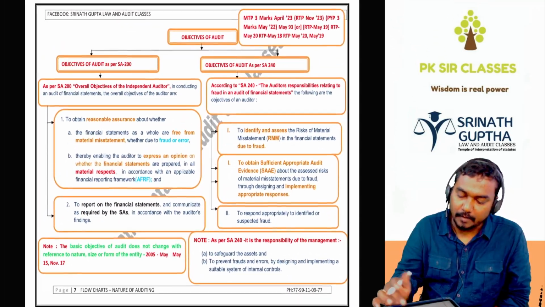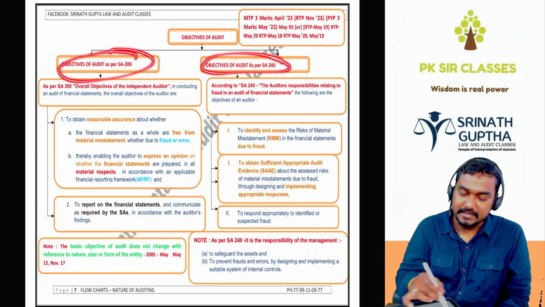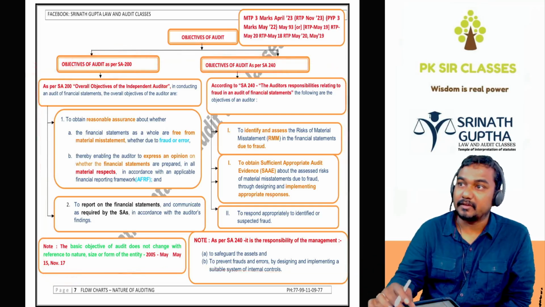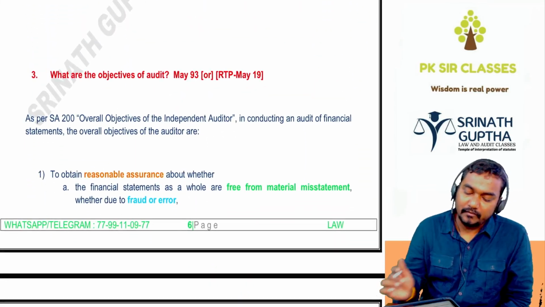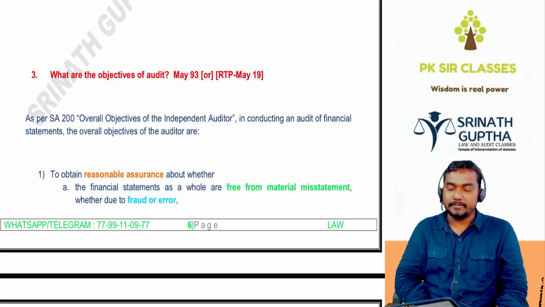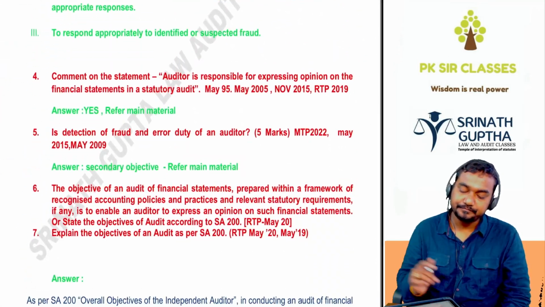ये देखो बेटा, objectives of the auditing as per SA 200 and as per SA 240. So we discussed in depth about this. Clear na beta? ये पूरा लिख लेना बेटा. The wording is very important, not that much easy unless you revise more number of times. So what are the objectives of the auditing, 93 and 2019? That question, beta. So we should write as per SA 200 and as per SA 240.